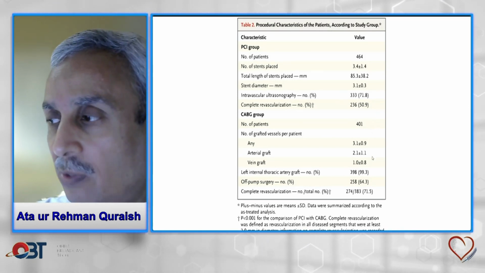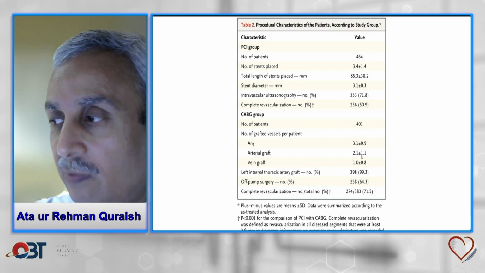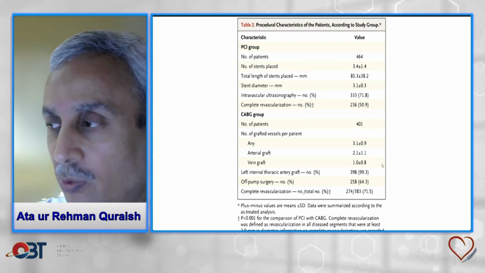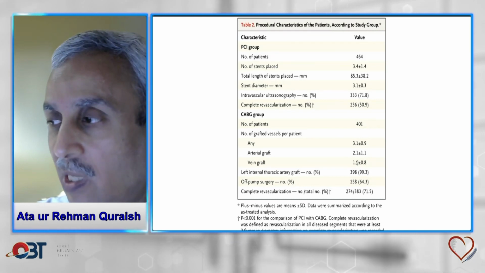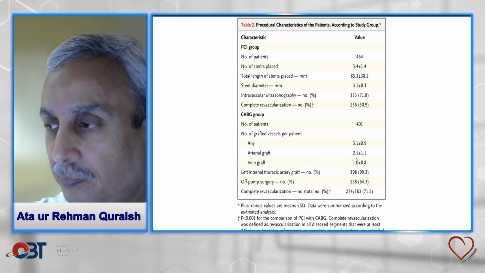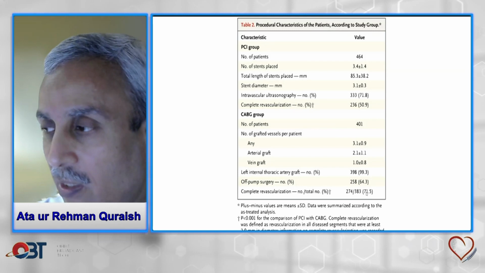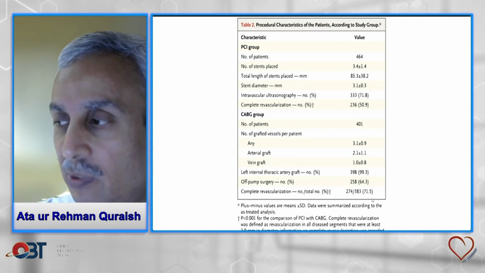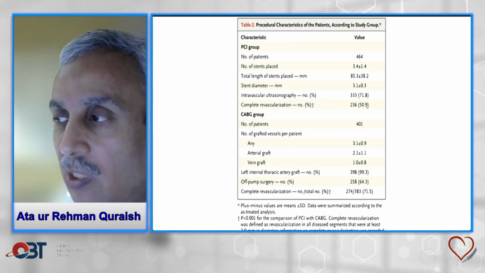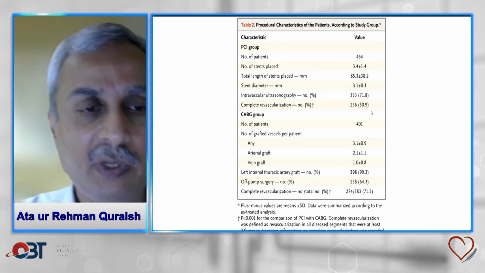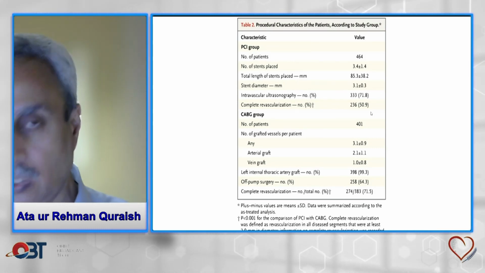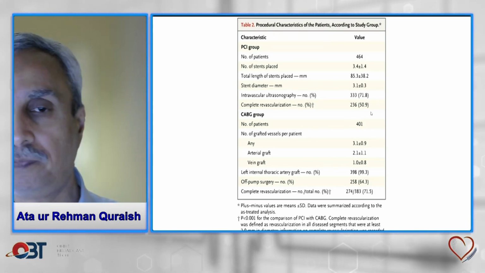In the CABG group, the arterial grafts, this is an important thing to remember and I'll come back to it, was close to 2 arterial grafts per patient. And the complete revascularization was possible in about 71% of patients, significantly higher compared to what we achieved in patients who are undergoing percutaneous intervention.